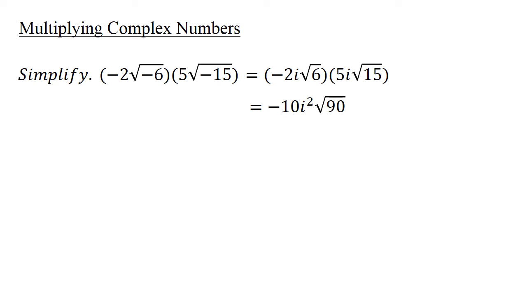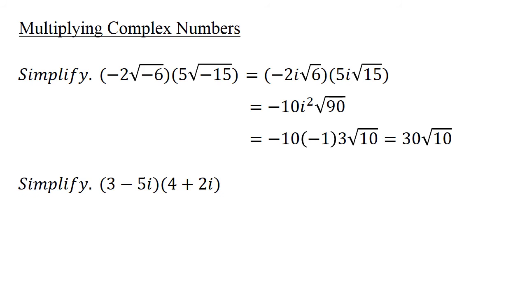Well, i squared is negative 1. 90 is 9 times 10, so square root of 9 times square root of 10. So negative 1, square root of 9 is 3, and then just clean it up. Negative 10 times negative 1 times 3, positive 30 root 10. So the trick here is you have to make the i show up when you're multiplying by complex numbers.